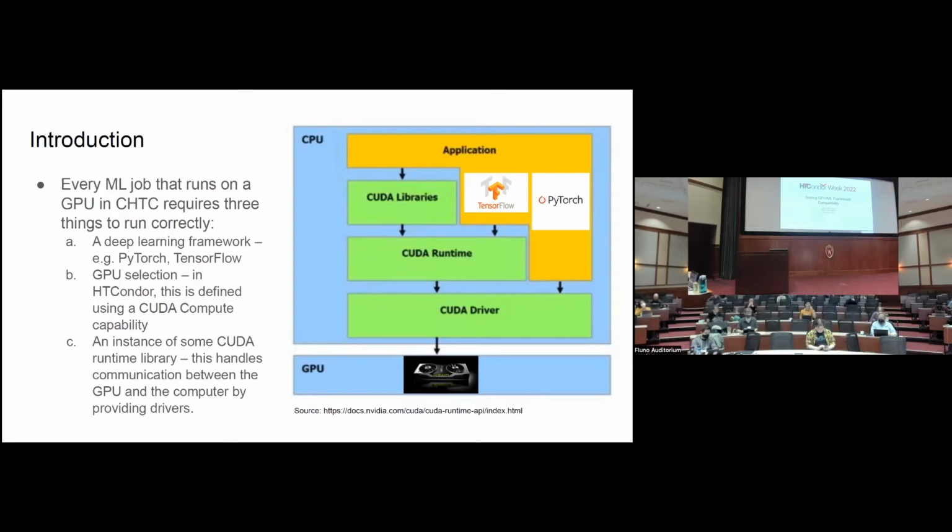And then finally, the researcher has to pick a CUDA runtime library. This is the bridge that handles the communication between the application space and the GPU. It's what allows all of your machine learning code to go from the CPU to the GPU and for your machine learning code to actually run its computations. So these are the three choices that a researcher has to make when they're trying to run machine learning code using a GPU in CHTC.